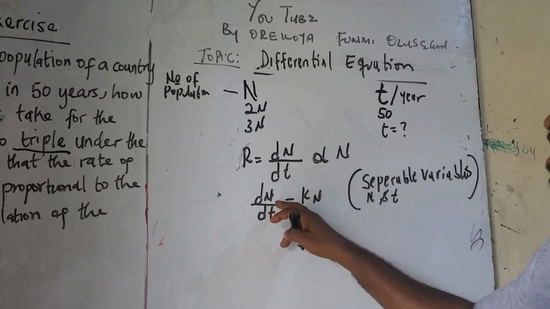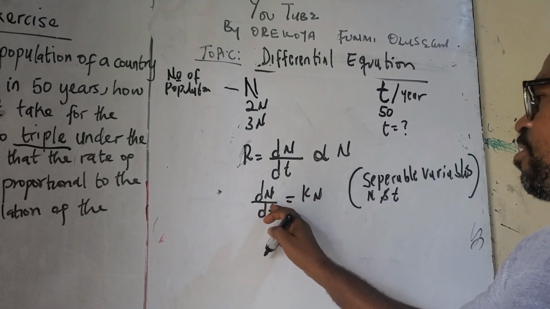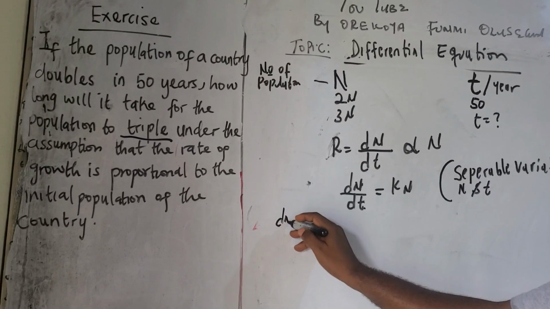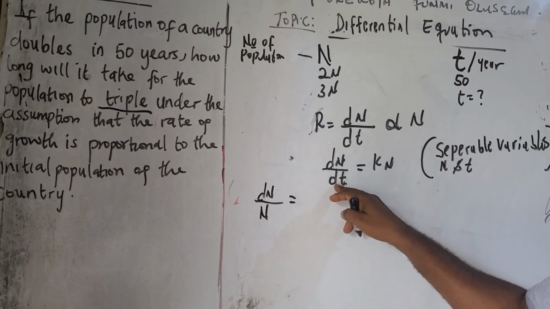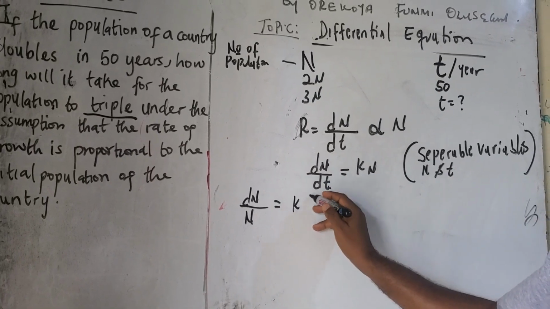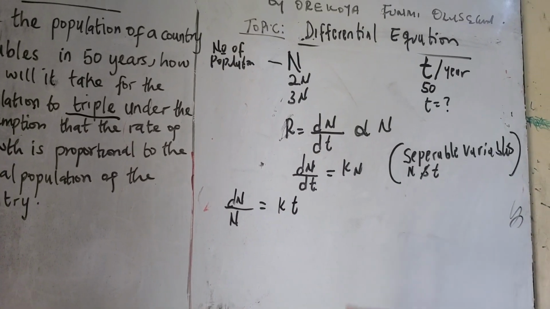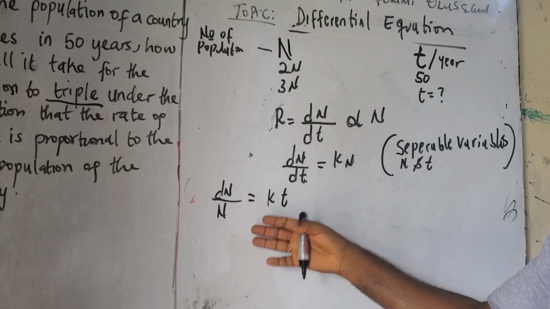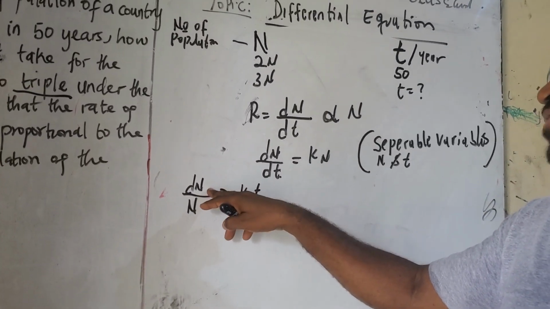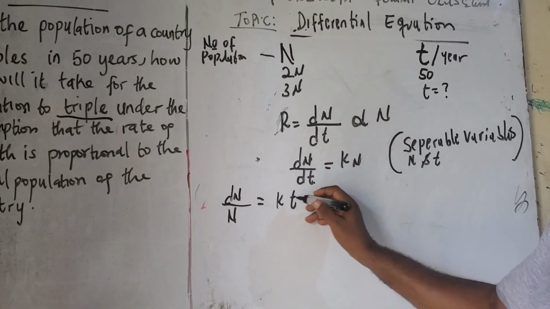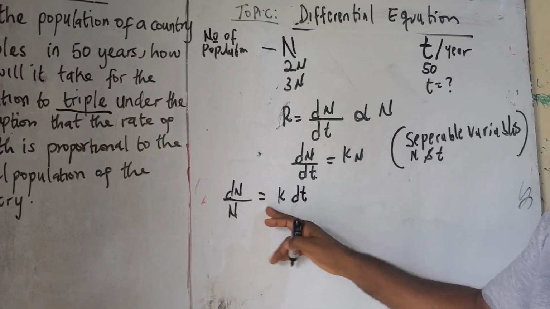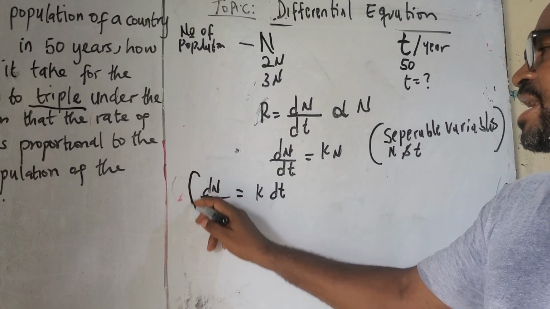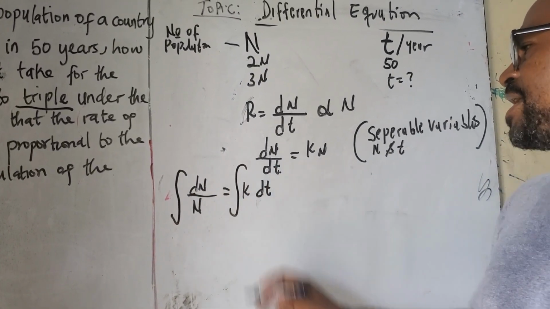So here now, I can have my n coming here. So it's going to be dn divided by n. Then I'm going to have my dt coming here, so it's going to be k dt. Now, at this junction, in order to find an expression, the function of n, we are going to integrate both sides. So when we integrate this side, we are going to also integrate this side.